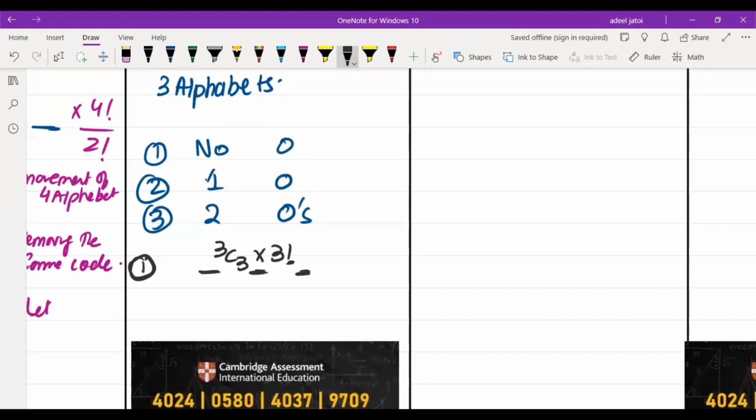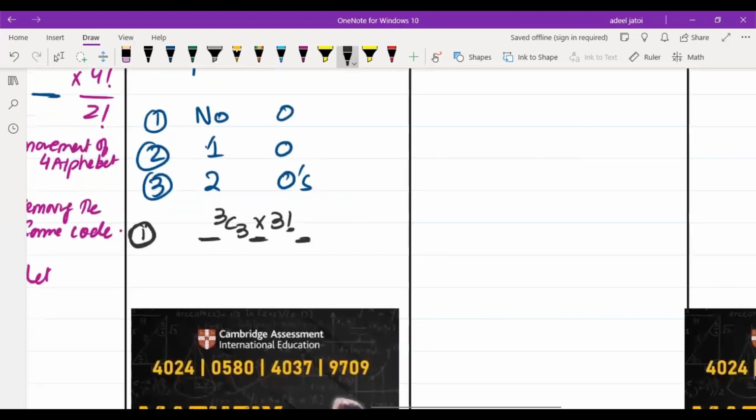And then you will have the code with no O. The second thing is you will have one O. So let's take one O, but then again you will have two different alphabets as well out of 3. So this should be 3C2 into 3 factorial because obviously O will be moved.